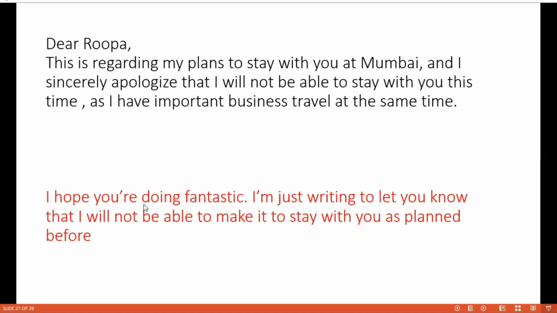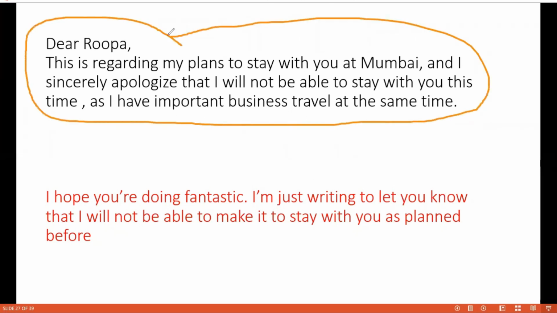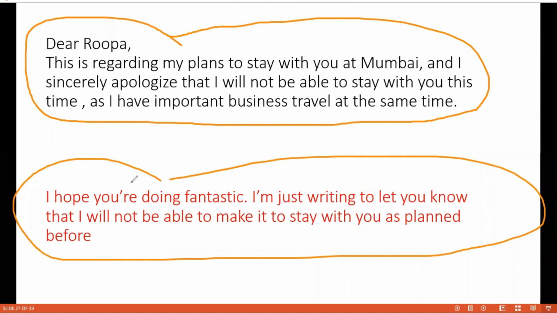Or you could have said, "I hope you're doing fine. Convey my regards to your family, and I'm just writing to tell you that, or I'm very sorry that I'll not be able to make it to stay with you as planned before." See the difference. Make a close observation. This has the grammar correct. This also is correct, but this will not score you any mark, because it's Rupa you're talking to, your close friend, and to a friend you certainly will not speak in this tone. Hope you're getting the significance.